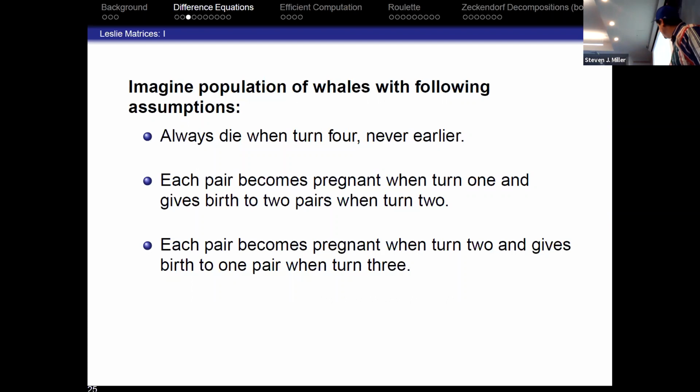You always die when you are 4 years old, never earlier. Reasonable or unreasonable? Unreasonable. Each pair of reals becomes pregnant when they turn 1 and gives birth to 2 pairs when they turn 2. And then each pair becomes pregnant when they turn 2 and gives birth to 1 pair when they turn 3. That everybody's reproductive cycle is perfectly aligned. You always have the same number of, I think they're called calves, as all other pairs of whales. Do you think this is reasonable or unreasonable? This is the greatly simplified model of real population dynamics.